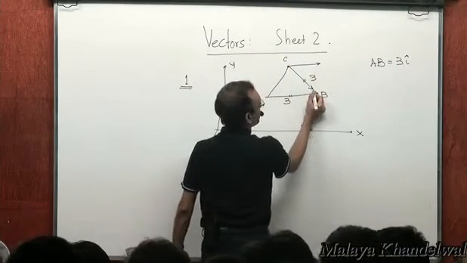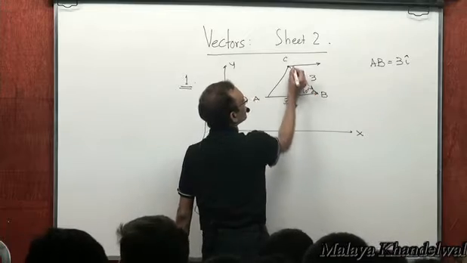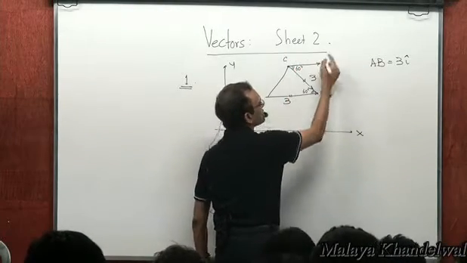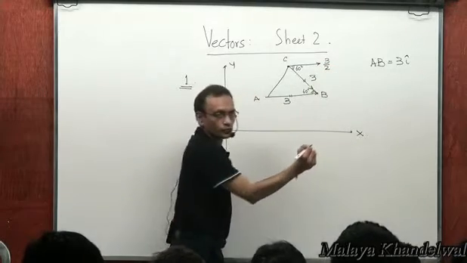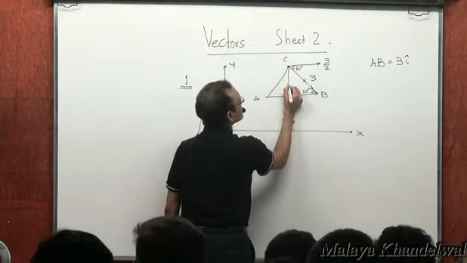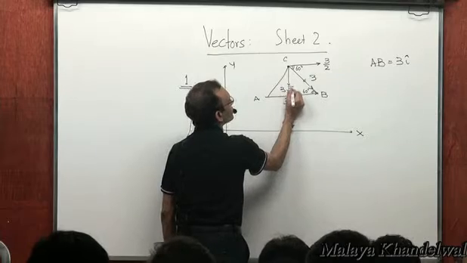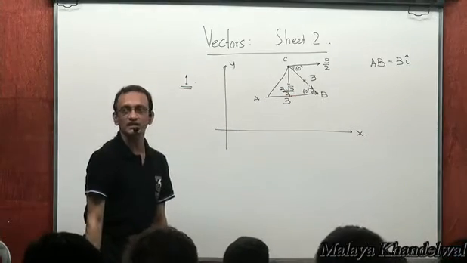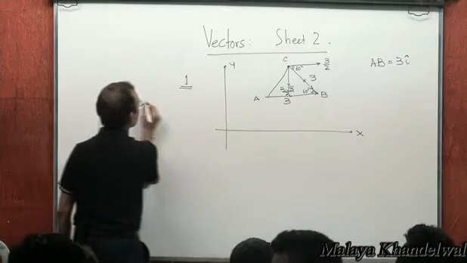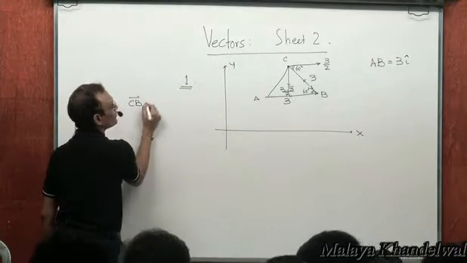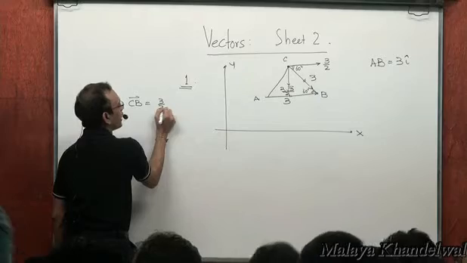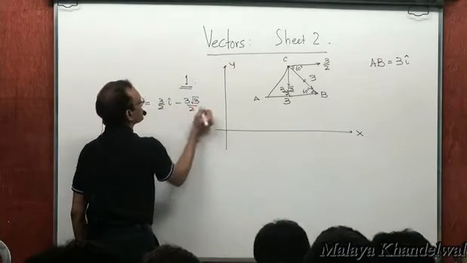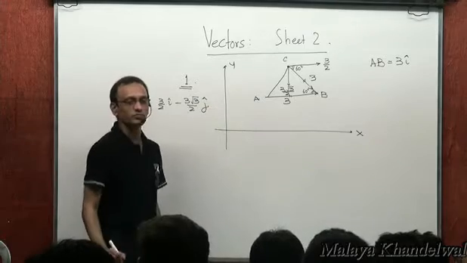it could be resolved. Realize that this is 60 degrees, so this is also 60 degrees. This 3 could be resolved as 3 cos 60 degrees, which means 3 by 2, and 3 sine 60 degrees, which is 3 root 3 by 2. So the vector representation of CB, one of the possibilities, is 3 by 2 i cap minus 3 root 3 by 2 j cap. That's one possibility for CB.